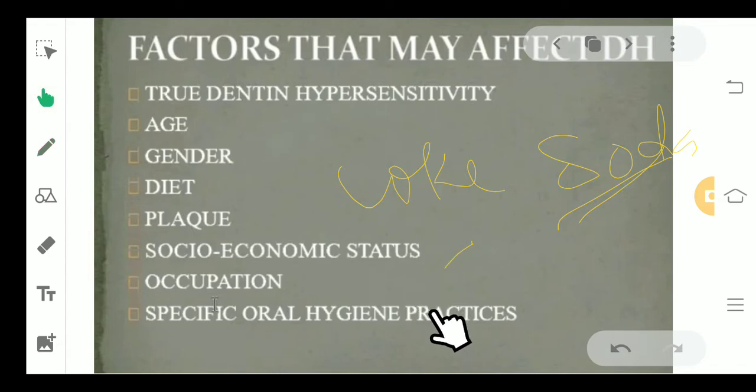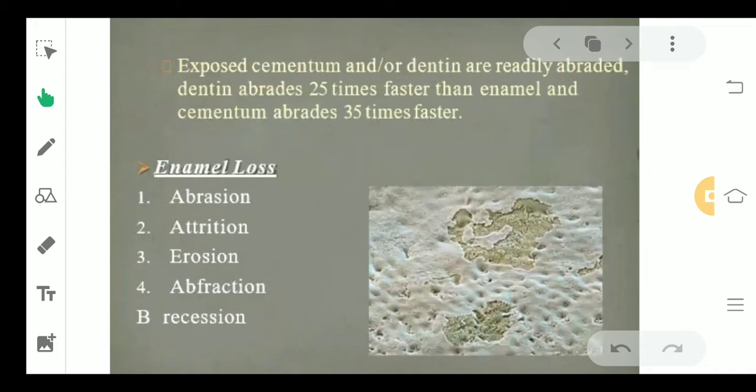Now if you see specific oral hygiene practices, some patients will be doing very abrasive and very hard brushing. Very hard tooth brushing can lead to abrasion, right? That is also going to lead to loss of enamel from the surface, and that is going to lead to dentine exposure. Moving ahead, what can be the causes of enamel loss?